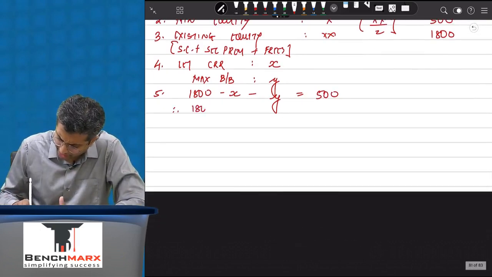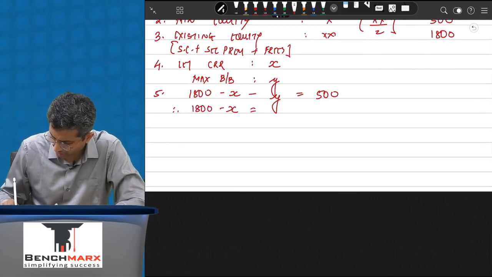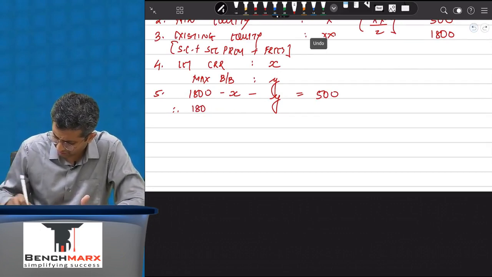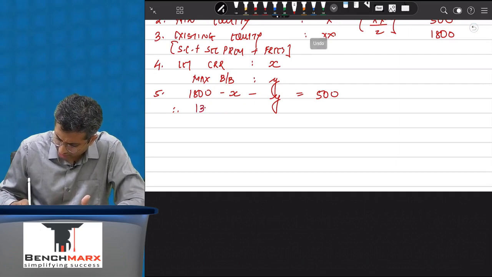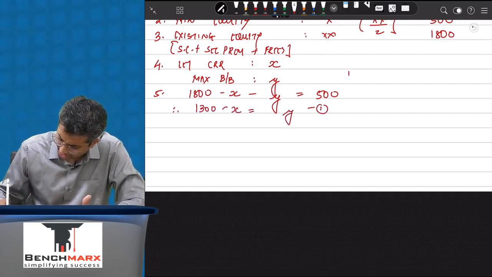Therefore, you will formulate a simultaneous equation where it says 1800 minus x is equal to, let us say, 500. If I solve, I think that is 1300. So therefore 1300 minus x is equal to y. So this will be equation 1.